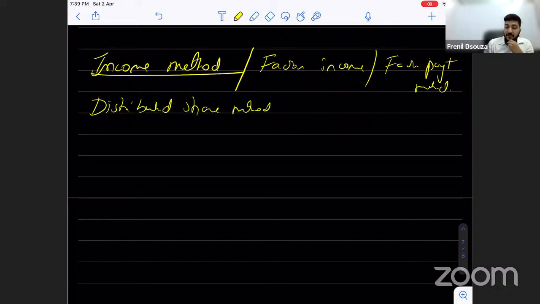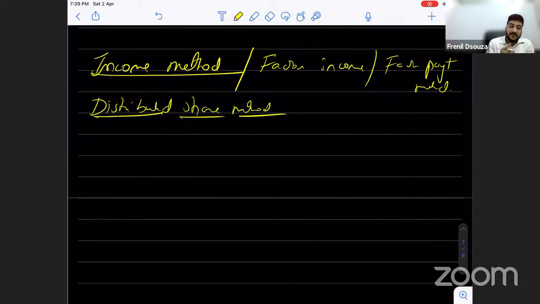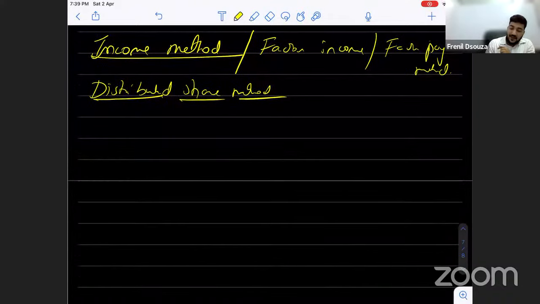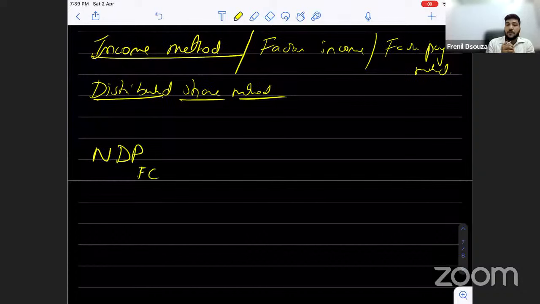It is also called the distributed share method. Now remember these names just in case the examiner asks you in different names, right? So here, what are we calculating? Simply, we are calculating something called NDPFC to make sure that national income is being calculated under the income method.